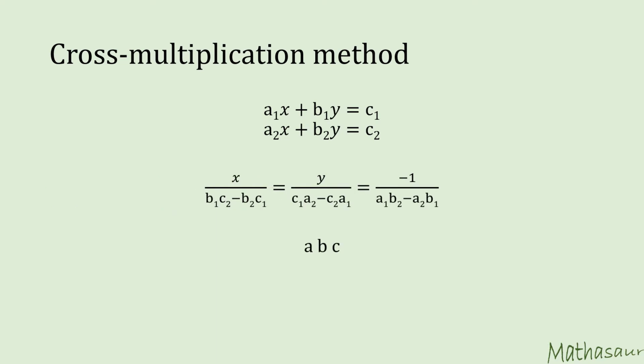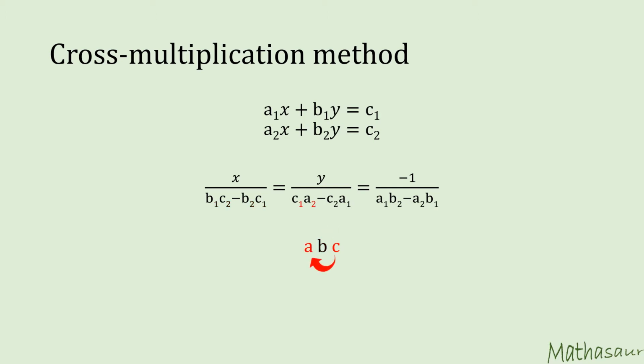Now the first part of this equation, which is for the variable x, we shall choose the coefficients that do not have anything to do with variable x, which are b and c. So we are going to write bc and apply the subscripts 1 and 2. So we get b1 c2 and the next term is b2 c1.